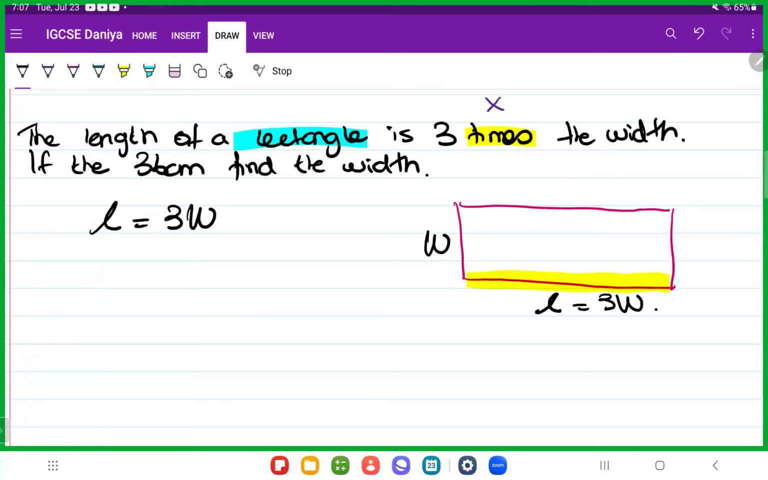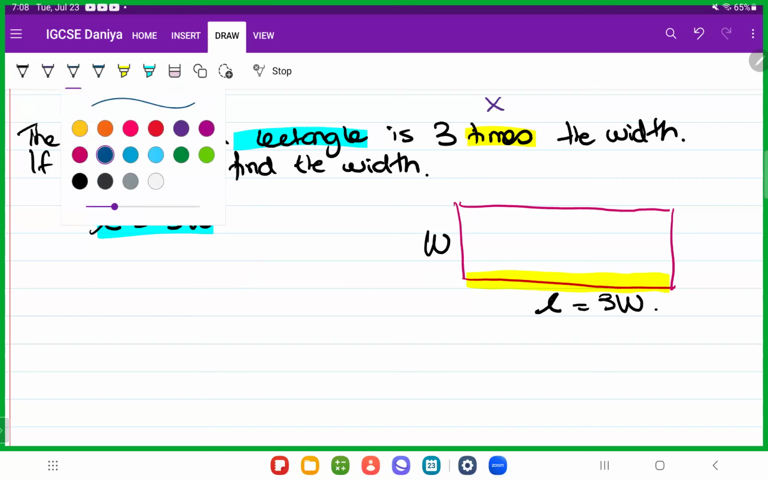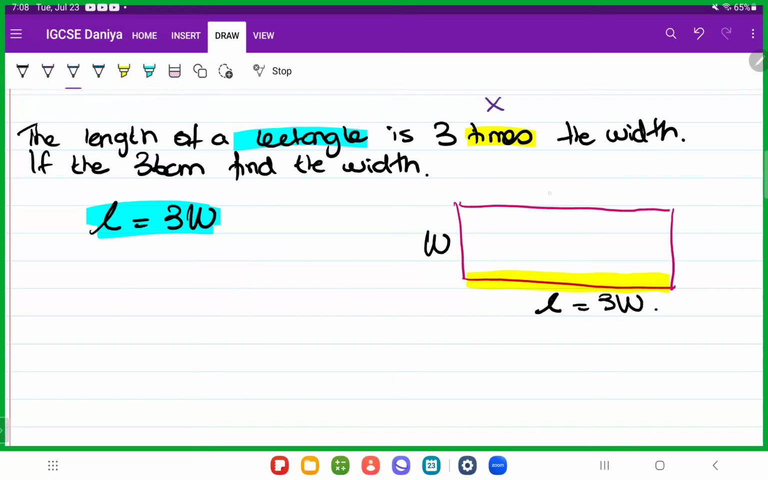Okay. Now they are saying that if the perimeter is 36 centimeter, they want me to find the width. Can you see this is an equation that I have over here? The important equation I have to make is for the perimeter. So what is the perimeter of a rectangle? It's basically 2w plus 2l.